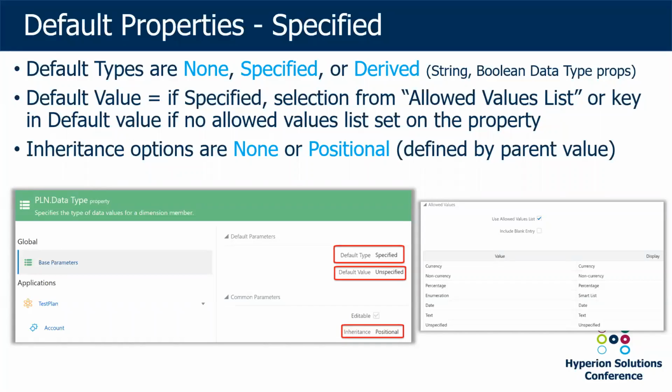And then what's great about these default properties, whether it's specified or derived, is users can override it. So they can go in, and if it's something that's different, they have the ability to change it, and you can control it. The other thing that you can set is inheritance.